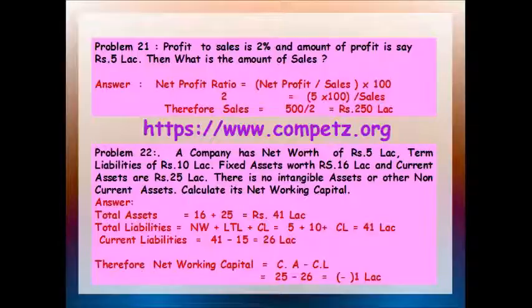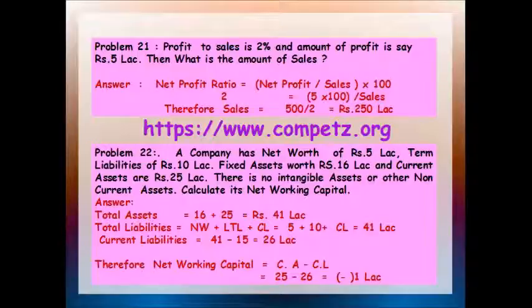To compute the amount of sales, we need to first compute the net profit ratio. Net profit ratio is equal to net profit divided by sales, because the question is different, we will cross multiply it. Net profit ratio is equal to net profit divided by sales multiplied by 100. So 2% is there, am I correct? So 5 is your amount of profit, that is 5 divided by sales multiplied by 100. So you just cross multiply, and you will get your sales as INR 250 lakhs.